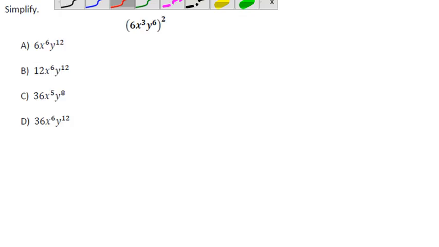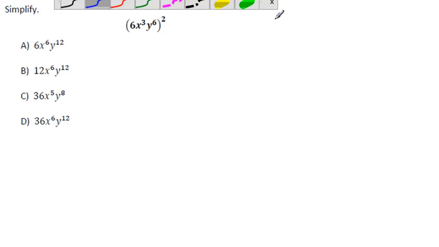For this problem, we are asked to simplify 6x cubed y to the 6th, the whole thing raised to the second power. So we see that it is some term raised to the second power, so we're going to need to use our exponent rule for powers.